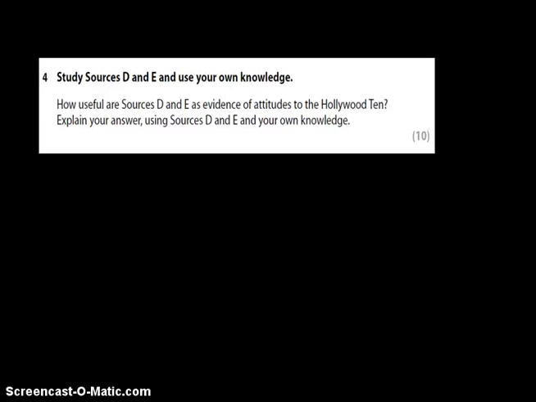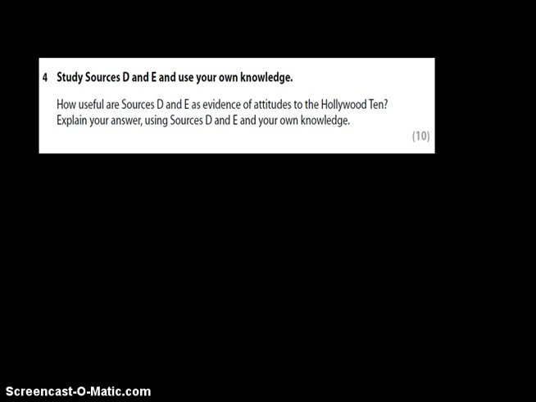Okay, so this is question 4 in the sources paper, and this is my absolute favourite question because it's really easy to get 10 out of 10 on this question. So if you follow the instructions that I'm about to give you, hopefully you will be able to replicate it in the exam and also get 10 out of 10.